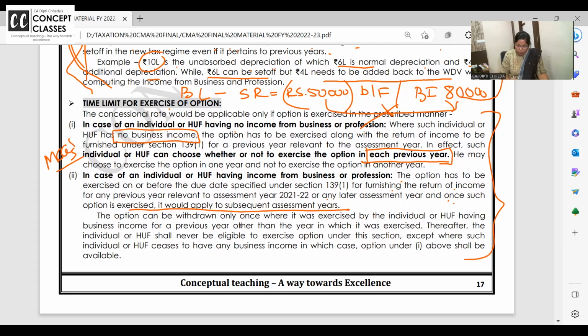The option can be withdrawn once it was exercised by the individual and HUF for a previous year other than the year in which it was exercised. Once they can opt out. Thereafter, the individual and HUF shall never be eligible to opt in, except if the individual and HUF ceases to have business income. Ma'am, when I opted out, I was having business income, but now I'm not having business income. So I have shifted from this category to this category. Now you can choose every year.